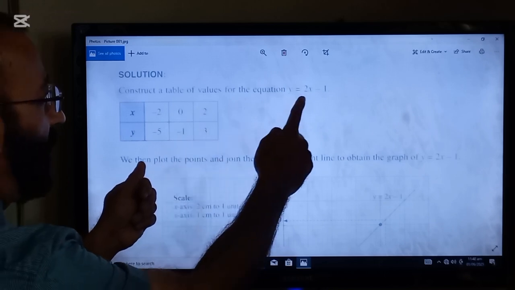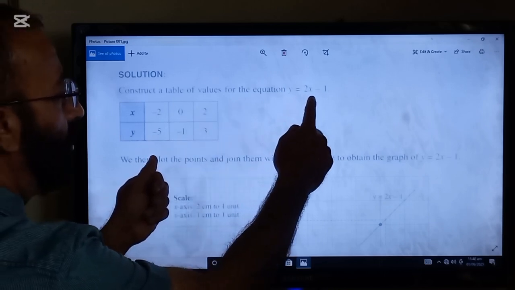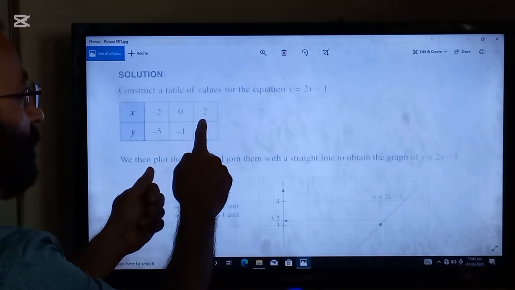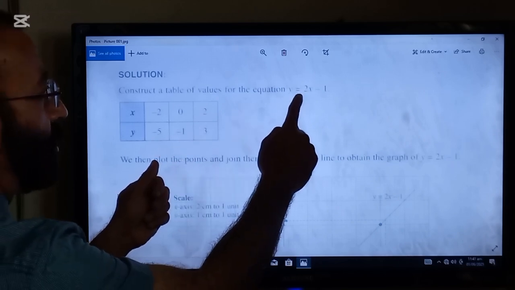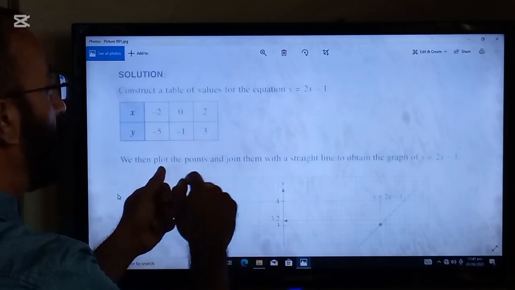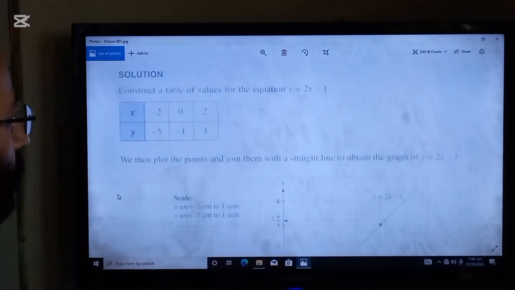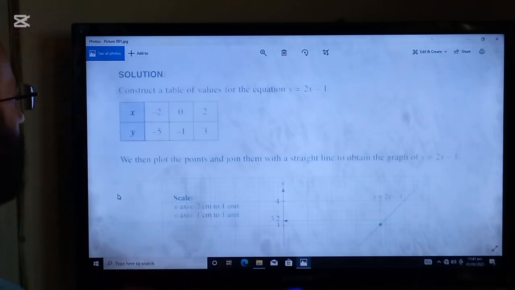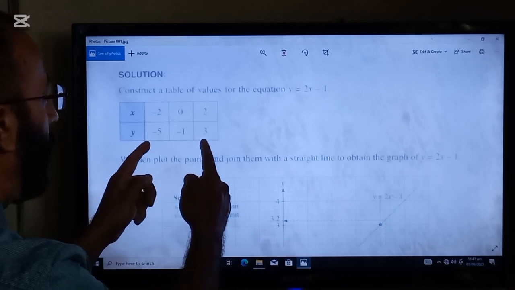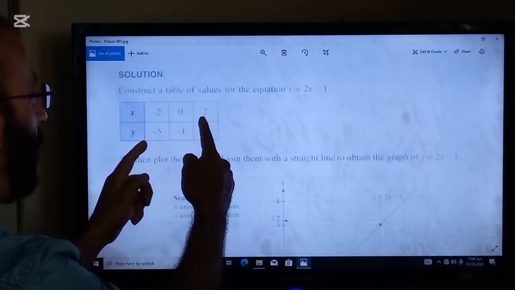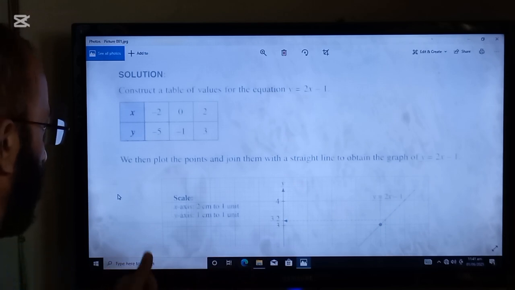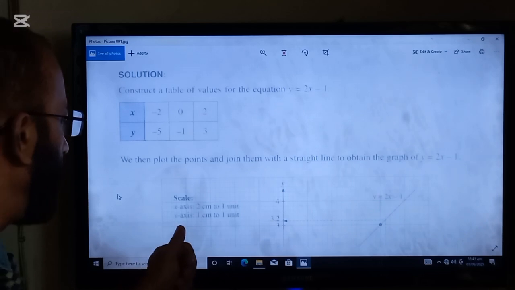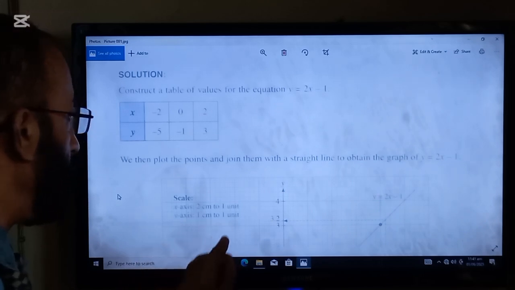When we put 0 in place of x, 2 into 0 will be 0, minus 1 will be equal to y, so y is minus 1. And when we put 2 in place of x, 2 2s are 4, minus 1 will make 3. So this is the table. Second step will be to make a scale. Because the range of the values of y is greater than the range of the values of x, we are making this scale. X-axis is 2 centimeters to 1 unit and y-axis is 1 centimeter to 1 unit.